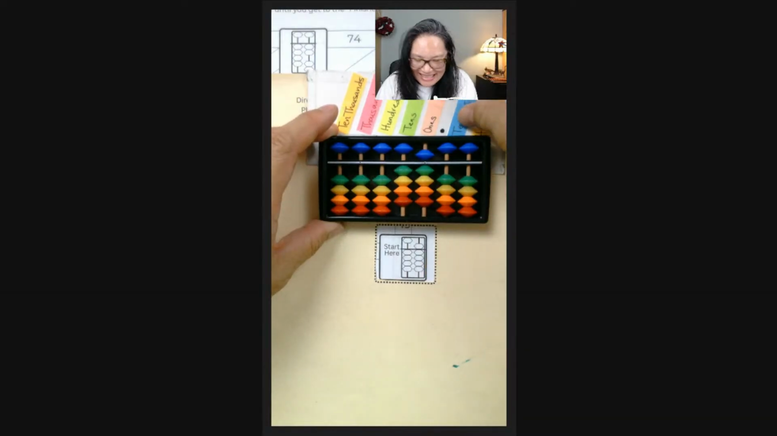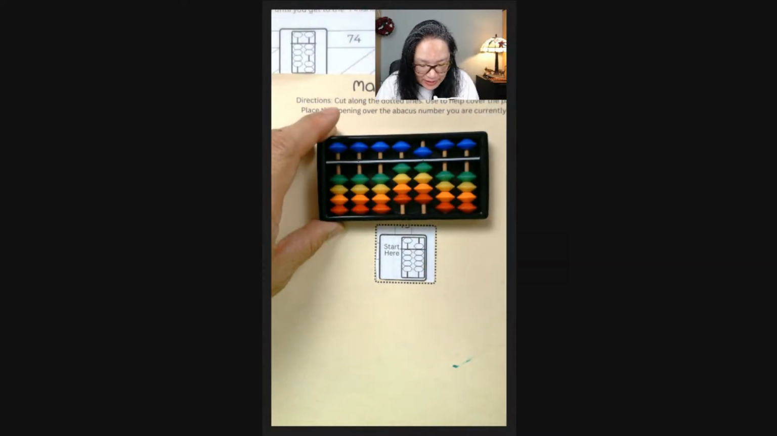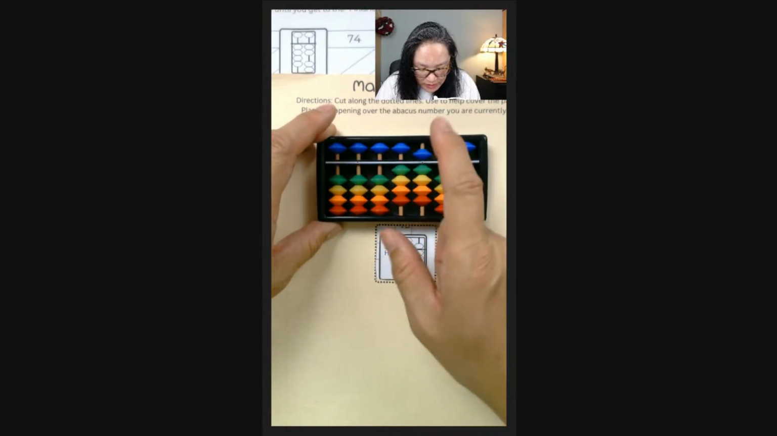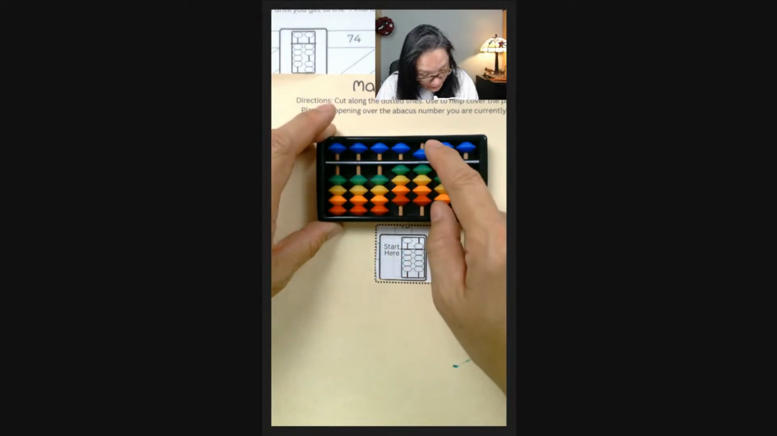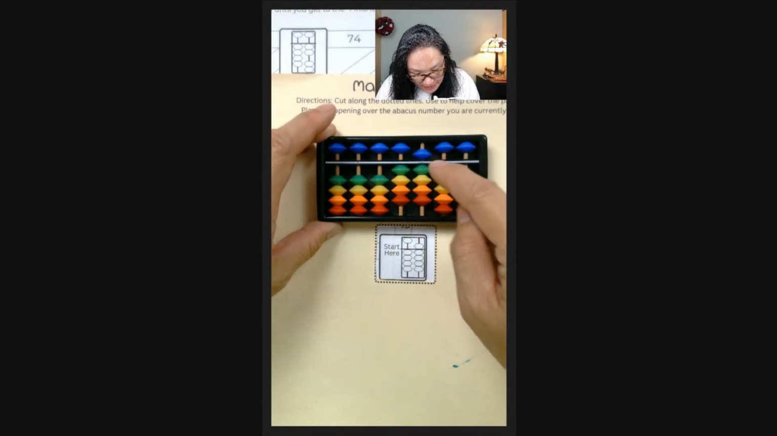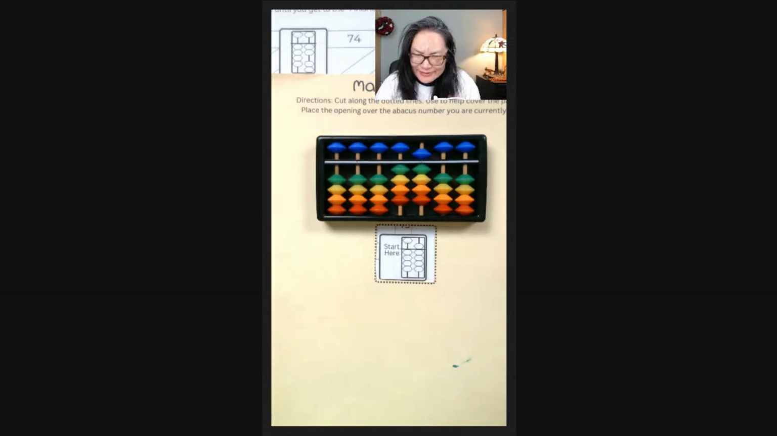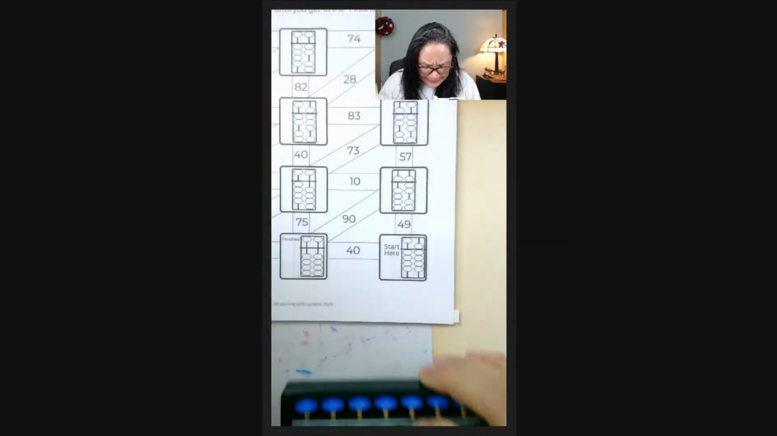How do I know? See, you didn't need the placeholder. We have our tens and ones. 1, 2, 3, 4 on the tens, and then we have 9: 5, 6, 7, 8, 9. See, I told you. Easy, easy, easy.